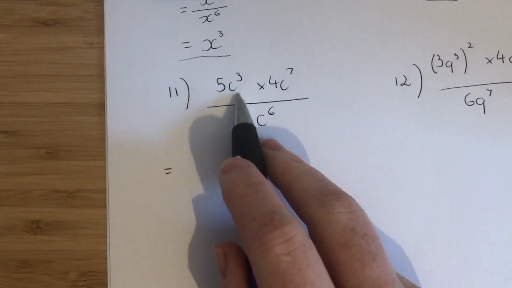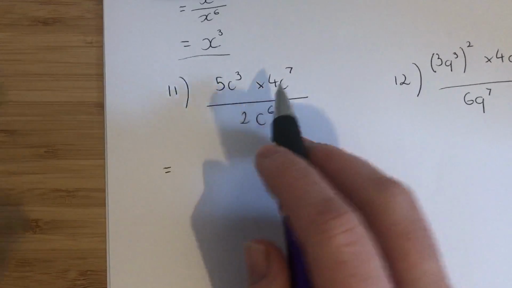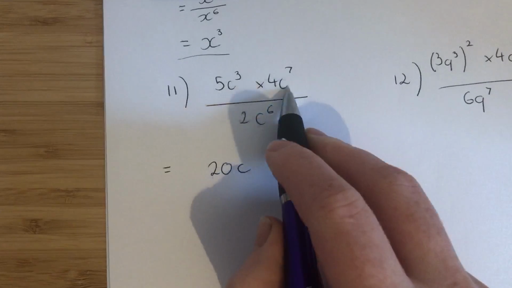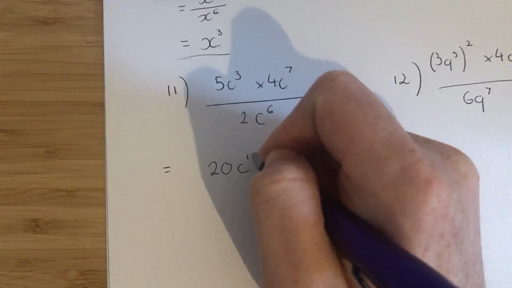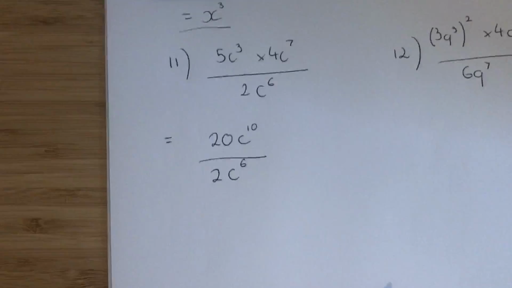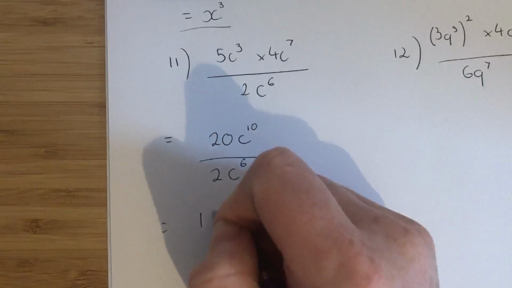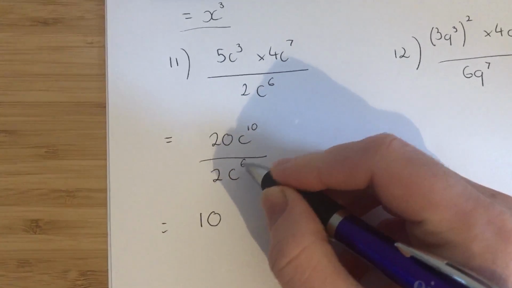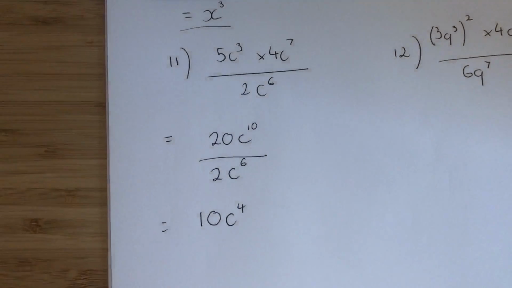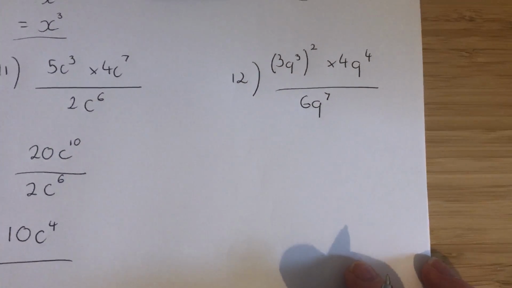So on the numerator here, we've got 5c cubed times 4c to the power of 7. So again, we've got to multiply the numbers as well. So 5 times 4 is 20. C cubed times c to the power of 7, add the powers. So c to the power of 10 over 2c to the power of 6. Then you've got to do this division. So 20 divided by 2 is 10. C to the power of 10 divided by c to the power of 6. When you're dividing, you subtract the powers. C to the power of 4. And that's you. And then final one, you could even pause and see if you could do this yourself.